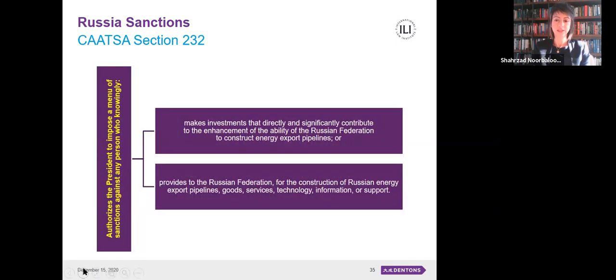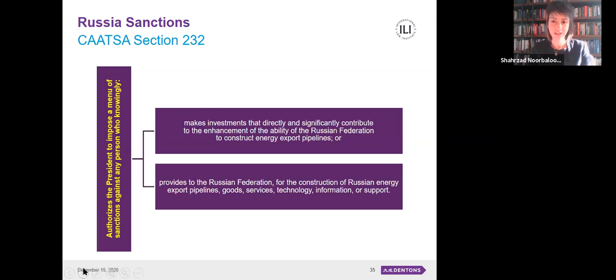Next slide, please. Another commonly encountered secondary sanctions prohibition under CATSA is Section 232. Under Section 232, the president may impose a range of sanctions against any person, U.S. or non-U.S., who knowingly makes investments that directly and significantly contribute to the enhancement of Russia's ability to construct energy export pipelines, or provides to Russia for the construction of Russian energy export pipelines, goods, services, technology, information, or support. To be covered, the investment or support must have a fair market value of more than $1 million for single items, or an aggregate fair market value of $5 million or more during a 12-month period for multiple items.